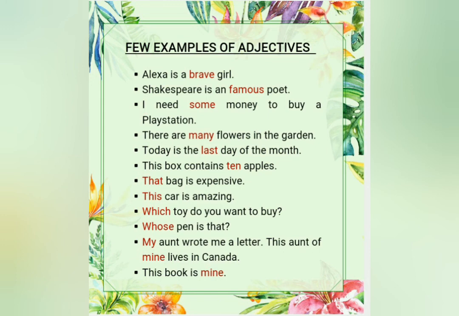adjectives are used. Next, my aunt wrote a letter. This aunt of mine lives in Canada. This book is mine. From the words my and mine, one can say it shows belonging, so possession is shown in these sentences. So these sentences belong to the category of possessive adjectives. Hope the concept is now clearer to you.